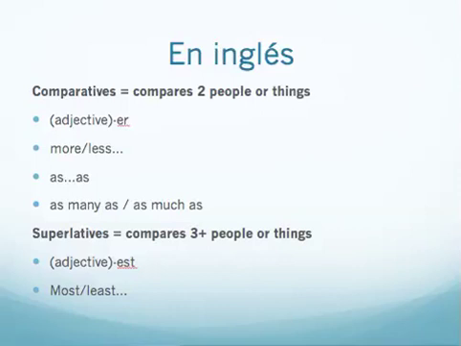Superlatives are used to compare three or more people and things. In English, we use adjectives with est on the end, such as tallest or smartest. We also say most or least something. Just as we have formulas in English to express comparatives and superlatives, we also have formulas in Spanish.